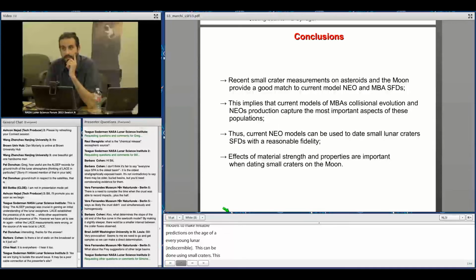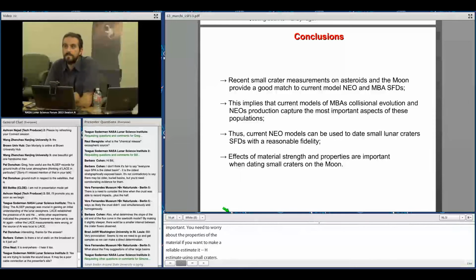And finally, I did not have time to go through this, which is a very important point to my mind. I just want to get the message out there. The fact is the following: if you want to make age estimates by looking at small craters on the moon, then material properties like strength, density, and other things start to become important. You need to worry about the properties of the material if you want to make a reliable age estimate using small craters. And this is something we are now working on. And this is basically the end of the talk.